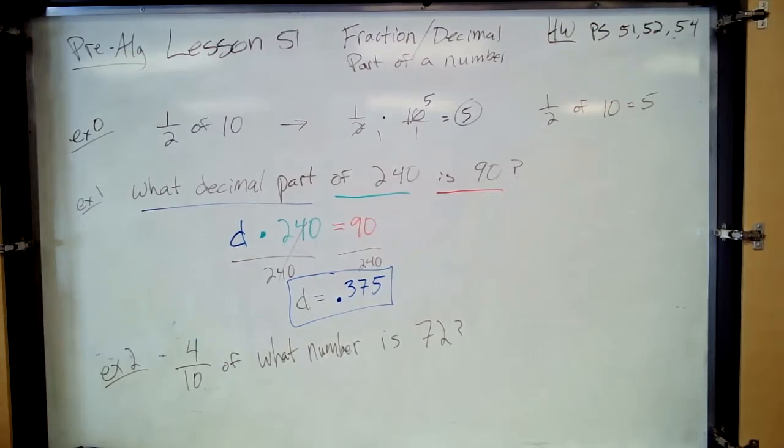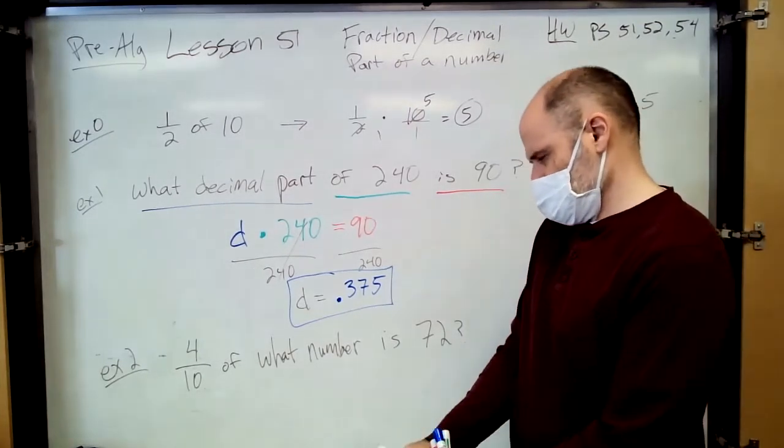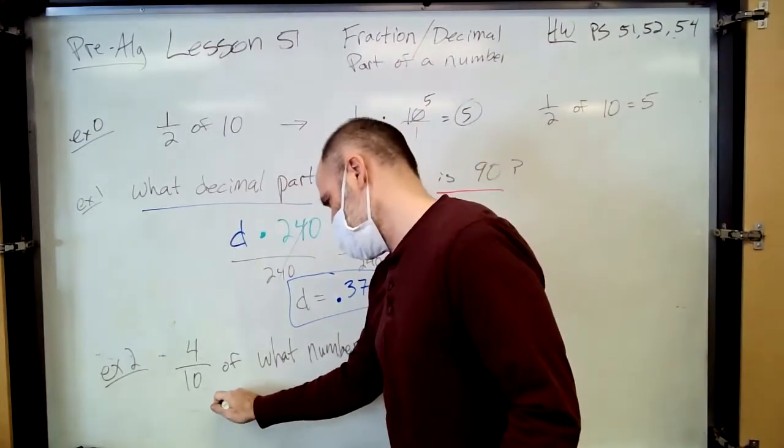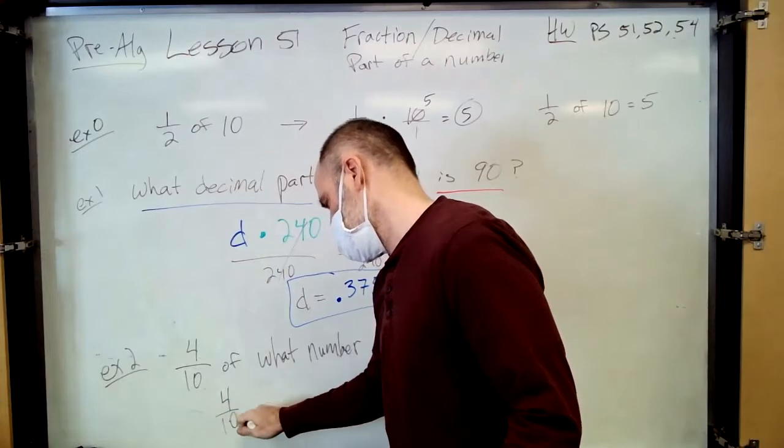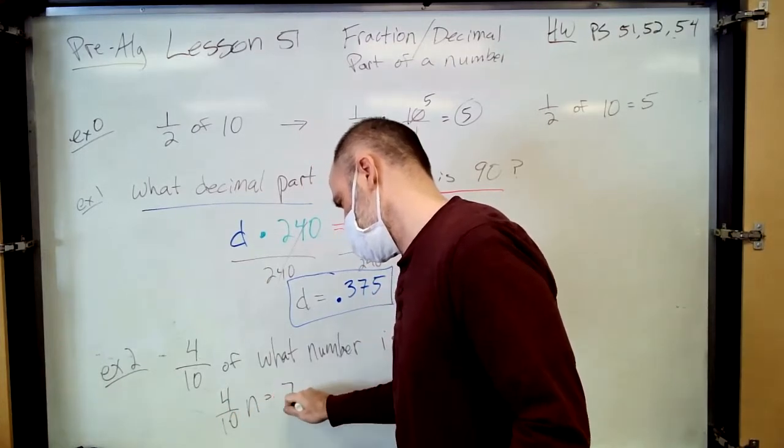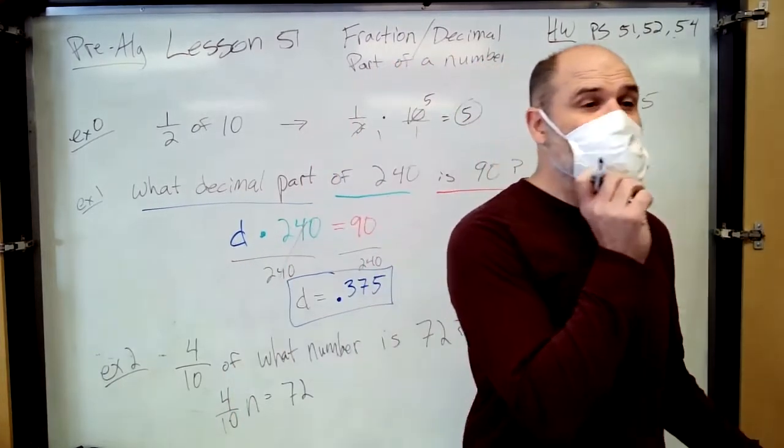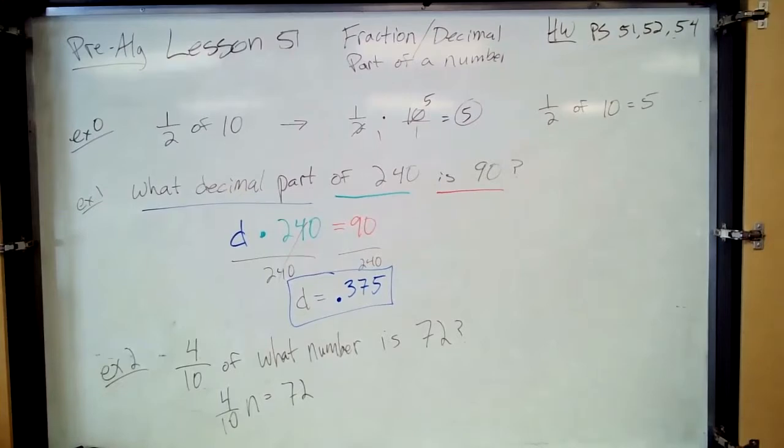So what's your translation? Ben, how'd you translate this? 4/10 times n equals 72. Good. Now, if you do that on the test, you're halfway there, so you get half credit. Even if you give up and go home, you still get half credit for that. Okay, so now how do I get n by itself? Do you have an answer?